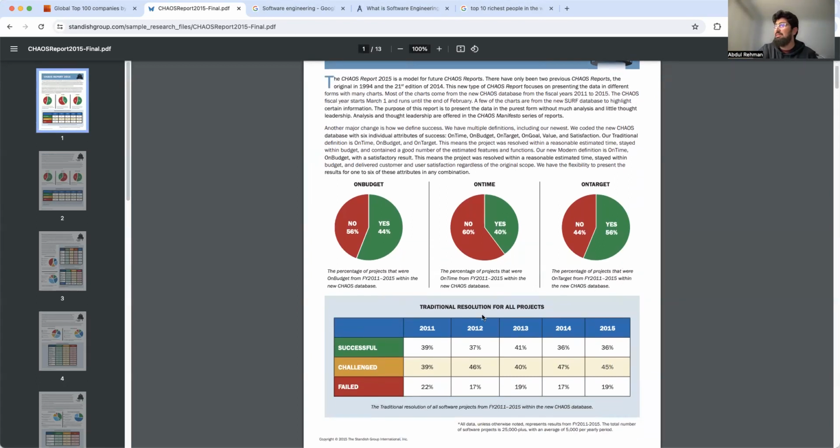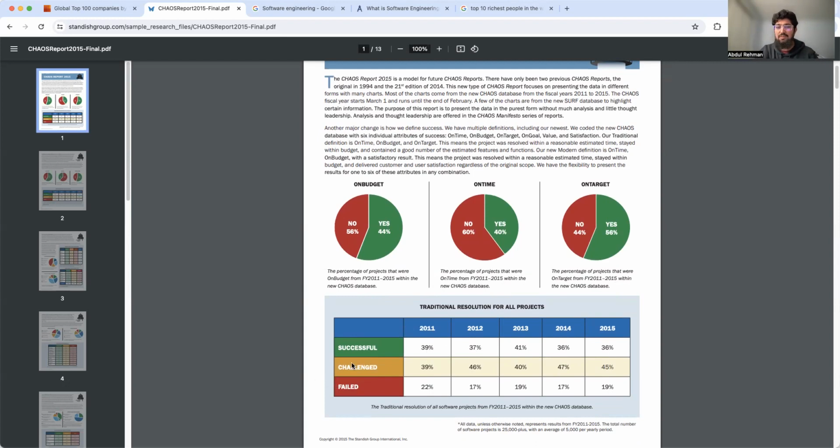So traditional resolution for all types of projects, you're going to see the success is less everywhere. So 39% is success, 37% is success, and so on and so forth. So here they mention failed and challenged.